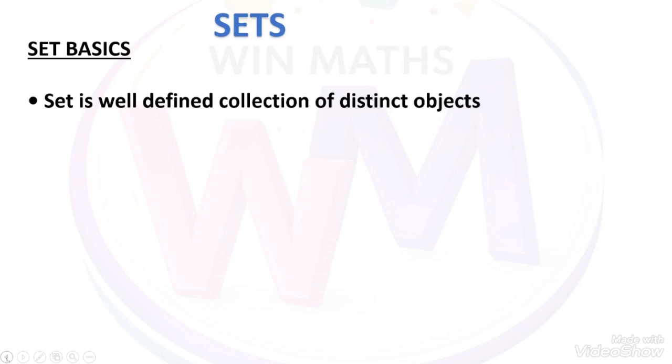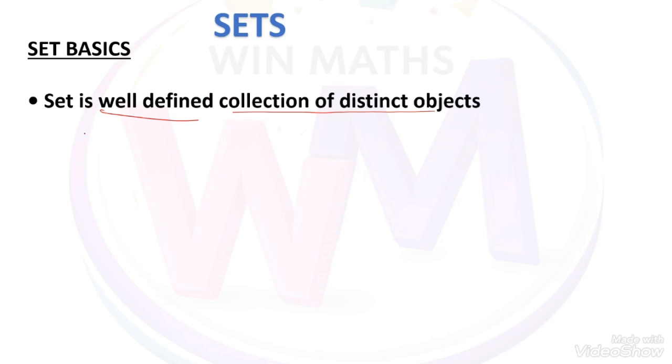First, set. A set is a well-defined collection of distinct objects. As we know, well-defined means universally true. Whatever it is, it doesn't change and it will always be the same. Then, in that there is a collection of distinct objects. So we have to collect distinct objects. Then we can call it a set: a well-defined collection of distinct objects.